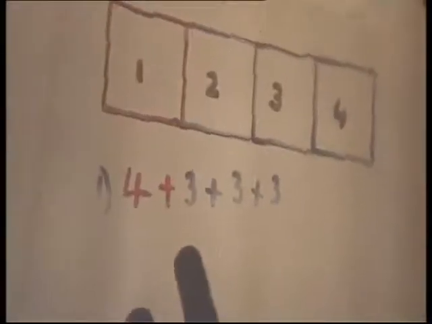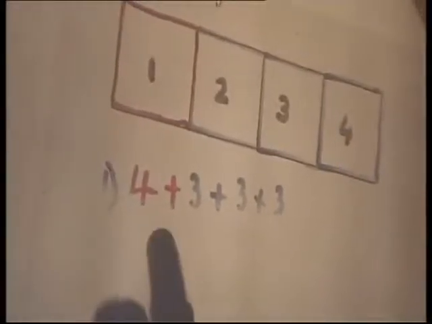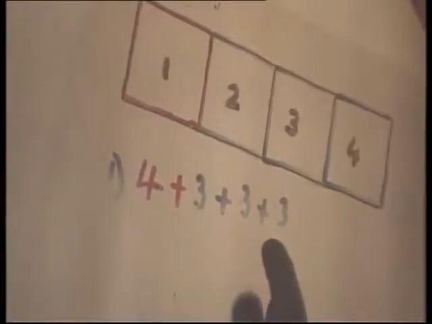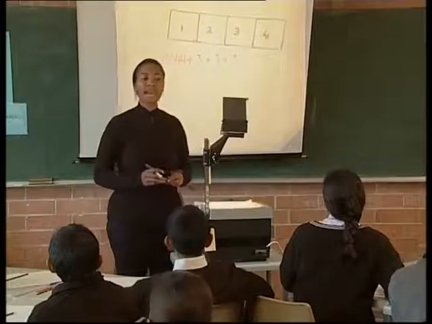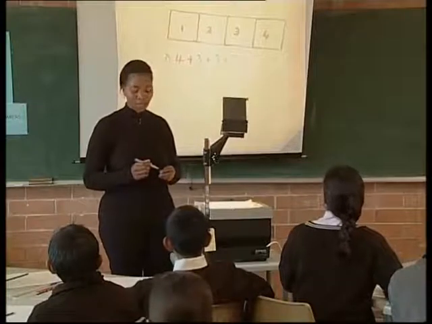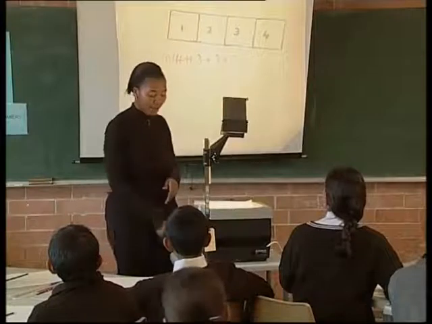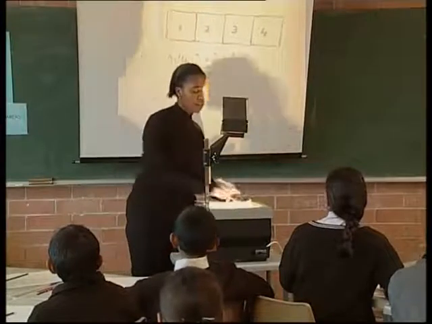So this is a pattern. What is the pattern? 4 plus 3 plus 3 plus 3. So we have written out the rule in numbers here, but we can still write this rule in words again. Now, how are we going to write it in words?